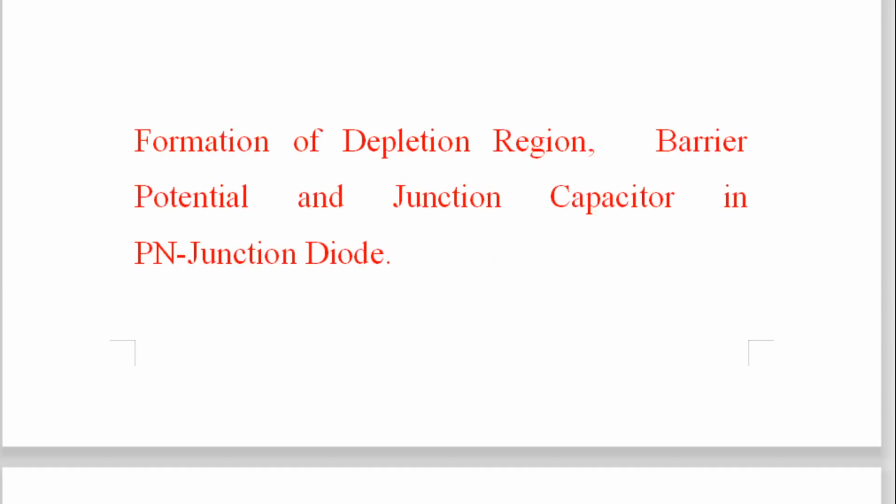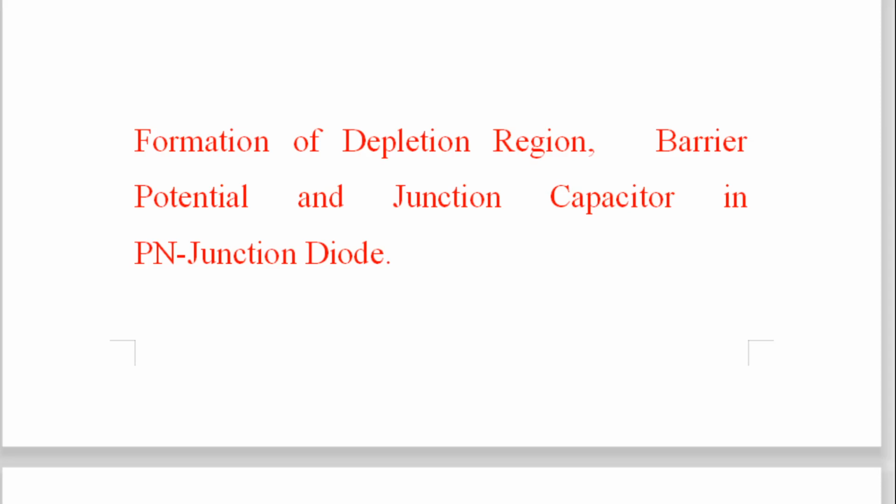Today we are going to study the formation of depletion region, which is also called depletion layer, barrier potential, and junction capacitor in a PN junction diode. Today's lecture is very important because when we combine a p-type material with an n-type material, what happens exactly at the junction? These three things are very important: at the junction, the formation of depletion region takes place, the formation of barrier potential takes place, and formation of junction capacitor also takes place inside the PN junction diode.